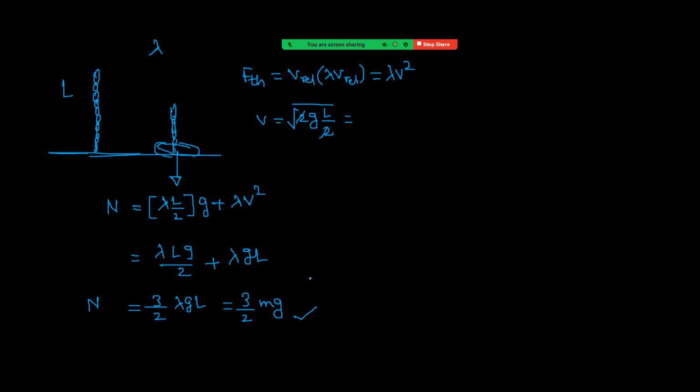Whenever we have a chain, thrust force is lambda into v square, where v is the velocity with which it enters the system, or the velocity with which it is leaving the system.